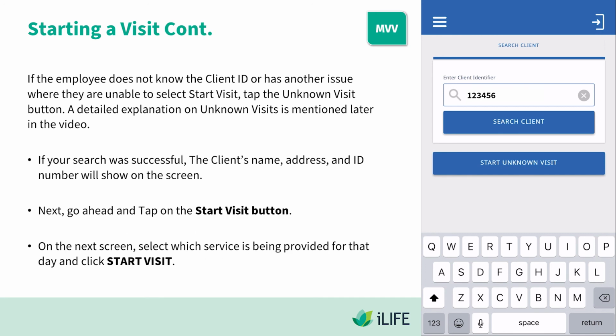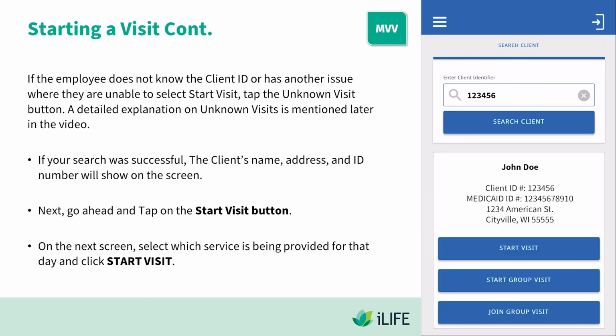If the employee does not know the client ID or has another issue where they are unable to select Start Visit, tap the Unknown Visit button. A detailed explanation on unknown visits is mentioned later in this video. If your search was successful, the client's name, address, and ID number will show on the screen. Next, go ahead and tap on the Start Visit button.